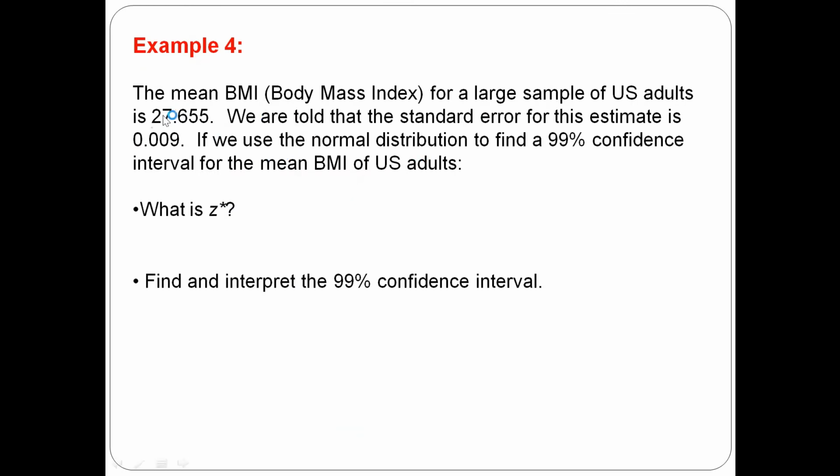Example 4. The mean BMI, which is the body mass index, for a large sample of US adults is 27.655. We are told that the standard error for this estimate is 0.009. If we use the normal distribution to find a 99% confidence interval for the mean BMI, what is the Z star? So if we're using the 99%, we either write down what we just wrote from the previous slide.